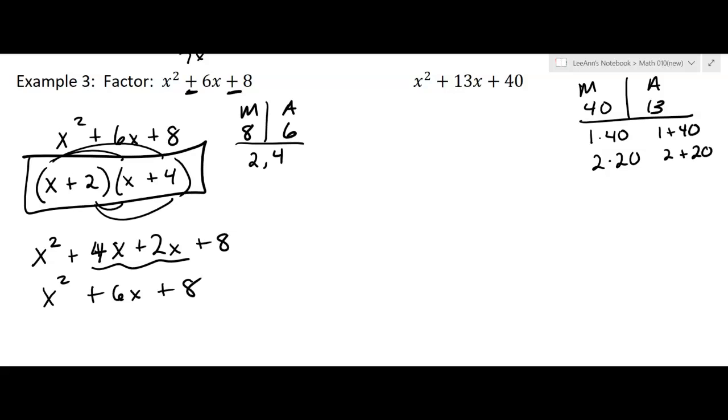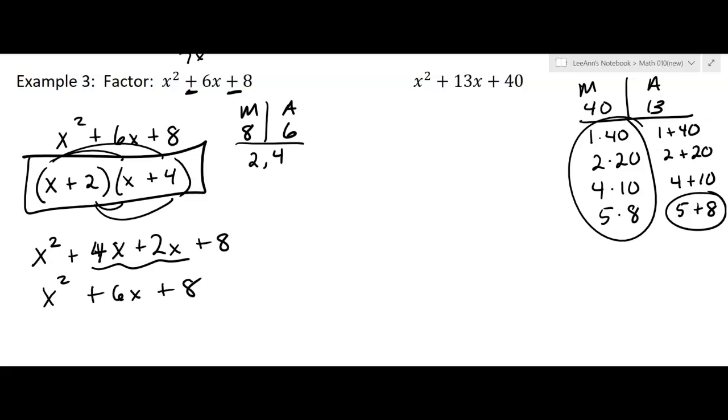Does 3 go into 40? No. 4 times 10. Does that work? 4 plus 10? No, but I'm getting really close. Does 5 go into 40? 5 times 8? Ah, 5 plus 8. That's 13. Okay, so it's going to be 5 and 8. We say we exhausted the possibilities. We thought of all the integers that go into 40, and these are they. Those are the combinations. There were 4 options here, but only one of them matches up to adding to 13. So my answer is going to be x plus 5 times x plus 8.